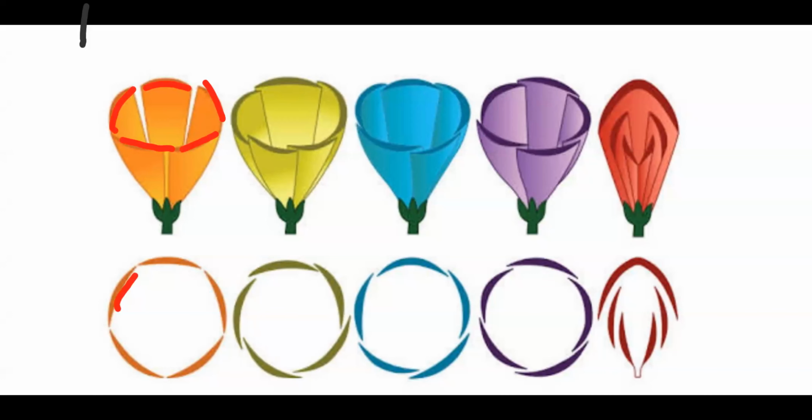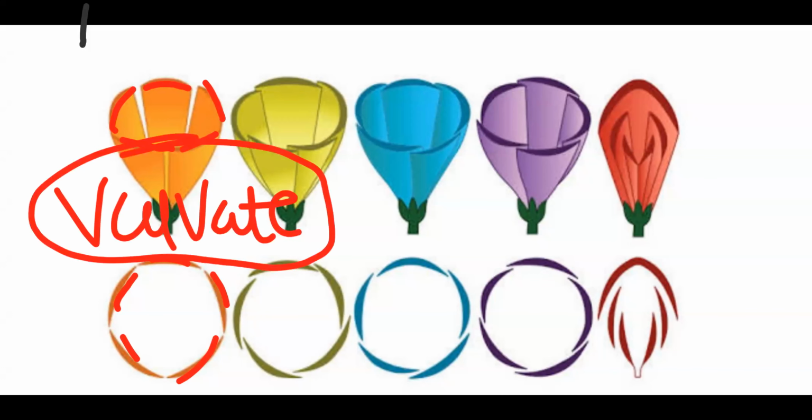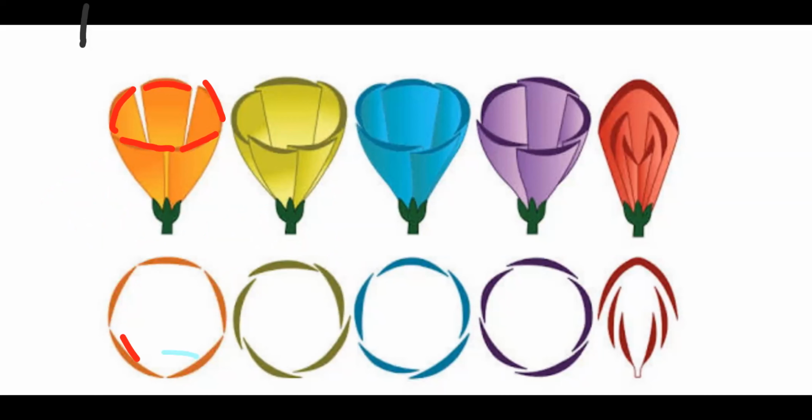So draw like this. That indicates valvate estivation. When sepals or petals arrange in such a way that they just touch the margin, they just touch the margin of one to the other end, we call it valvate estivation. Second one, that's the twisted.